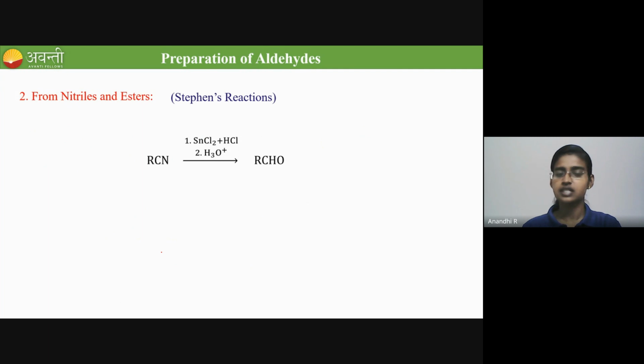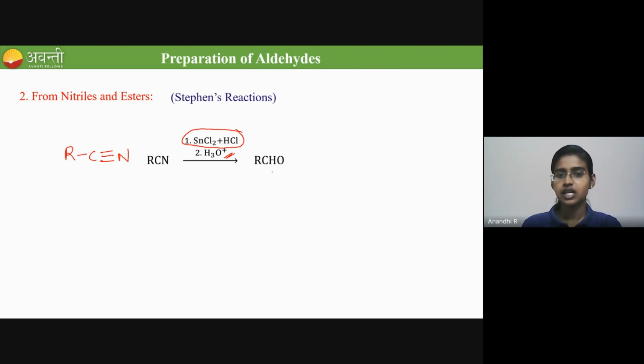Okay, RCN is the reactant, the nitrile group here. So what is the complete structure? How to write this? R, C triple bond, N, right? So in this, if you add tin chloride with HCl, this tin chloride and HCl is the Stephen's reagent. On treatment with this and on acid hydrolysis, we get an aldehyde.